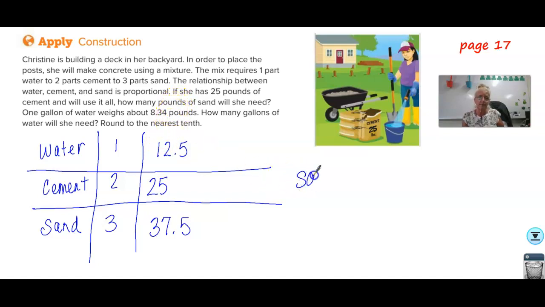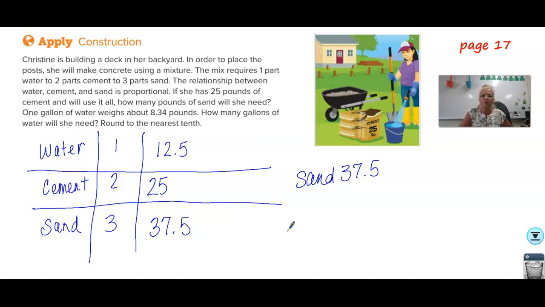She will need 37.5 pounds of sand. Oh, I wrote sand twice. Well, that was dumb. Yeah, I fixed it. Okay, so the next question, it says 1 gallon of water weighs about 8.34 pounds.